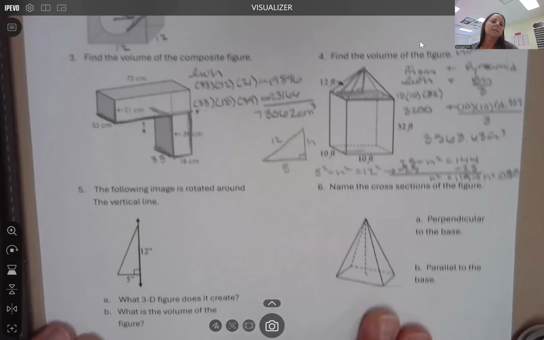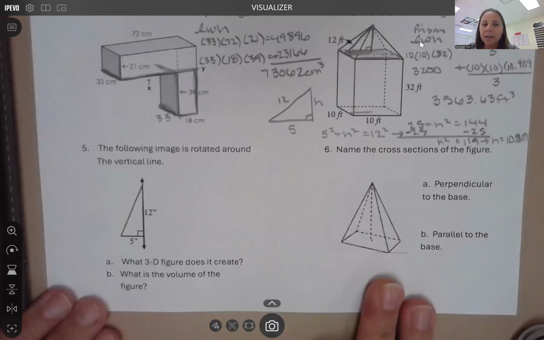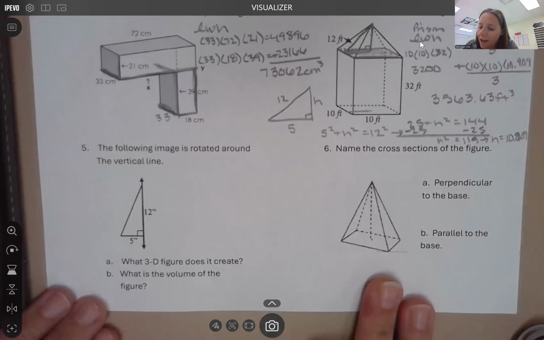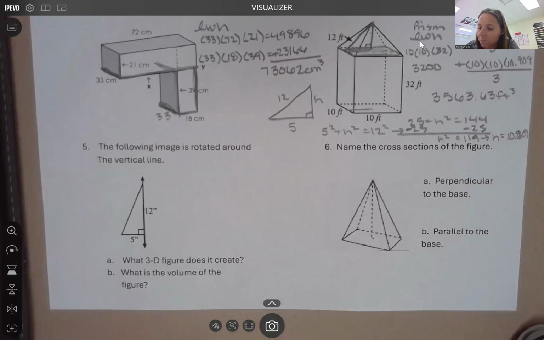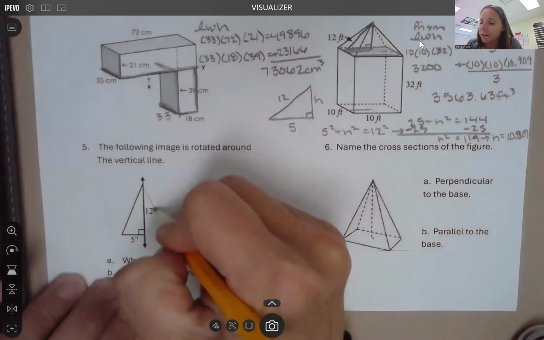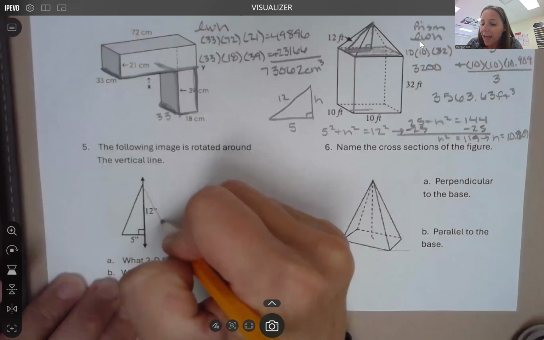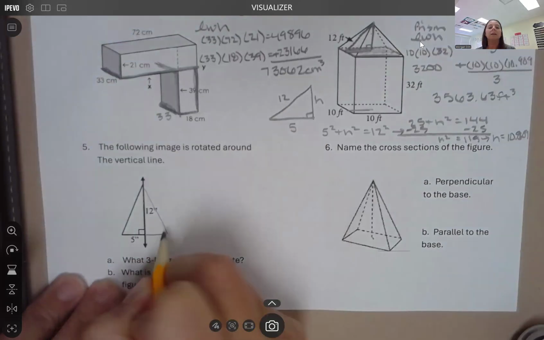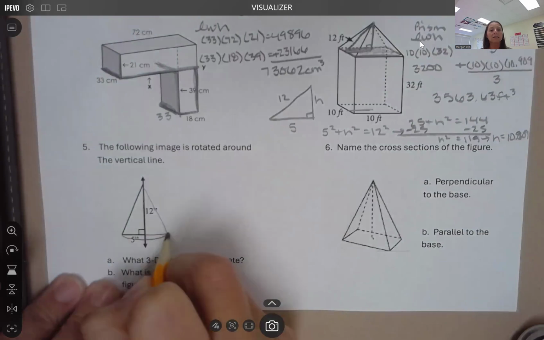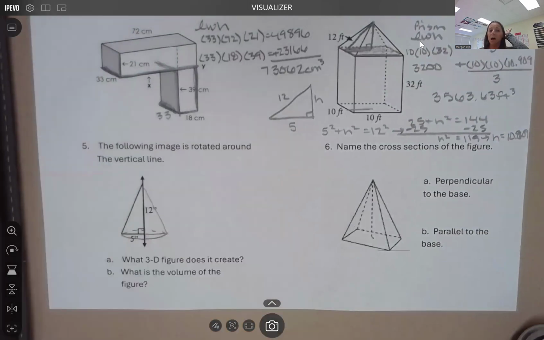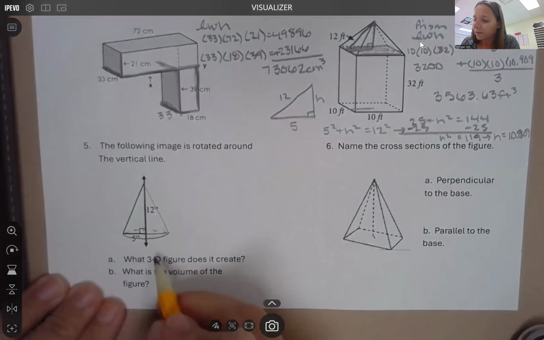Numbers 5 and 6. Number 5: the following image is rotated around the vertical line. When you rotate something, remember circular motion, so it creates a three-dimensional shape that has circular motion. That's going to be like our cones, our cylinders, our spheres, or even a hemisphere, half of a sphere. So what 3D figure did this one create? It creates a cone.